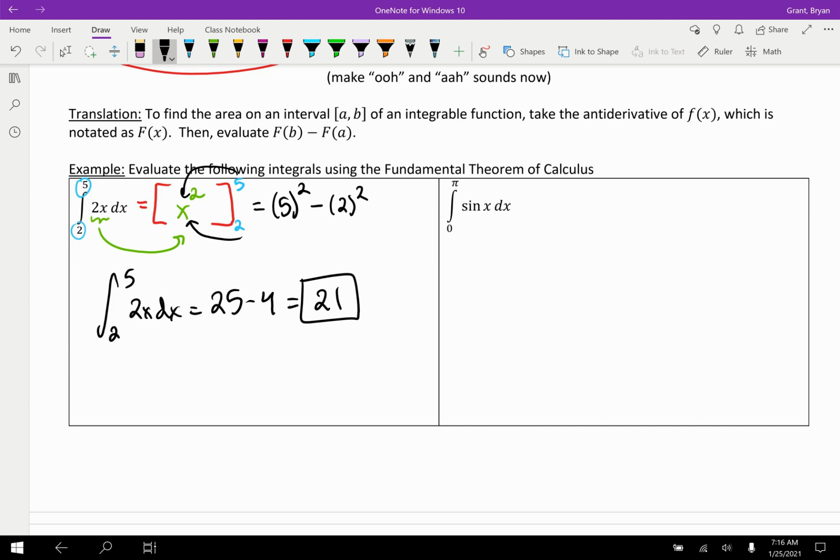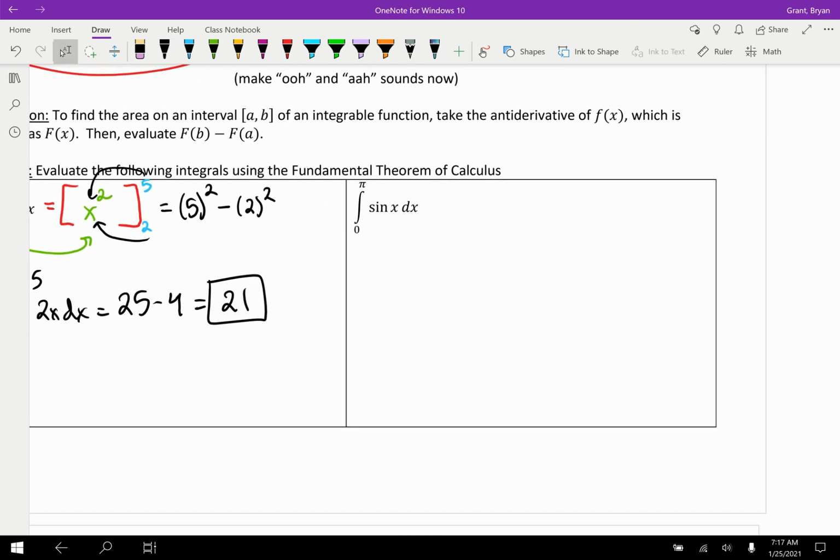Let's try one more. Let's find the exact area. We haven't been able to do this before. The exact area underneath the graph of sine of x from 0 to pi. We haven't been able to do this because the area isn't a perfect circle or ellipse or anything like that. So let's use the fundamental theorem. Okay. So the integral from 0 to pi of sine of x dx. Antiderivative of sine. Be careful, it's not just cosine, it is negative cosine of x from 0 to pi.